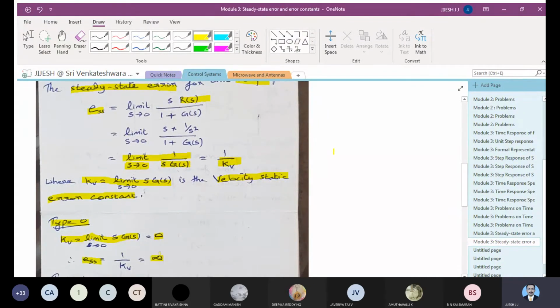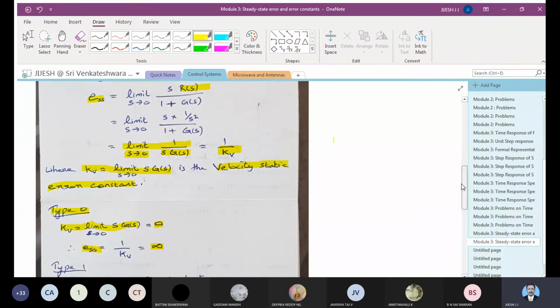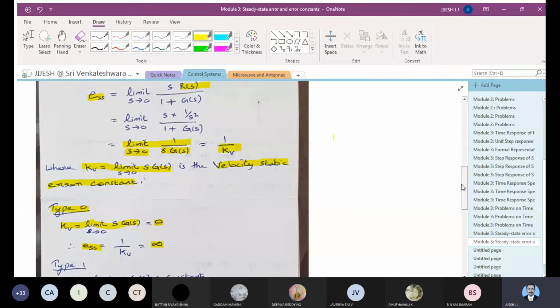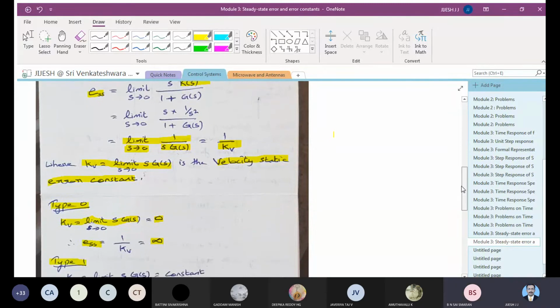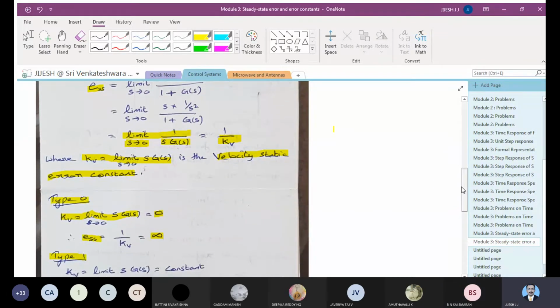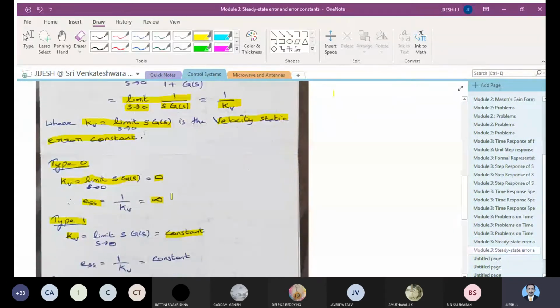Then let us see that for a type 1 system. What is Kv? Kv will be a constant. What is ESS? Constant, sir. Yeah. So for a type 1 system, Kv will be a constant, ESS will also be a constant. So these things you need to remember: for unit step function, how are Kp and ESS; for unit ramp function, how are Kv and ESS. All these things for type 0, 1, 2, 3, you need to understand.